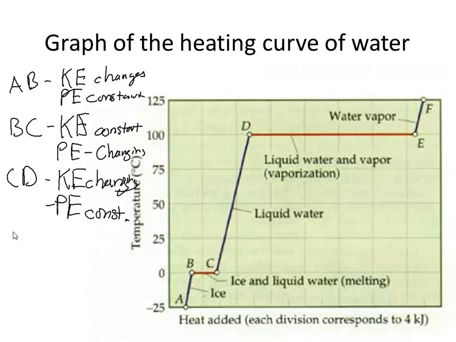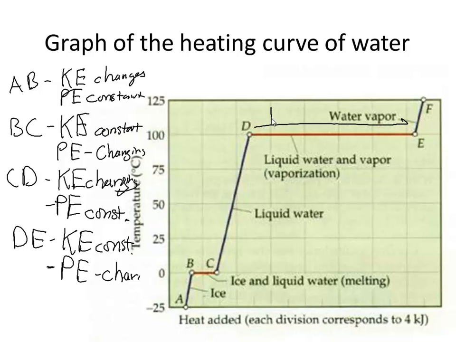Okay? Almost there. D to E. What's happening to my temperature? Constant. Temperature's constant. My kinetic energy is constant. My potential energy changes. I'm going from a liquid to a gas, or gas to a liquid. Condensing. Yep. So if I'm going this way, I'm talking about boiling or vaporization. This way, I'm talking about condensation. So if I'm heating up, if I'm going this way, I'm boiling, I'm increasing my potential energy. If I'm going this way, I'm cooling down, I'm talking about decreasing potential energy.